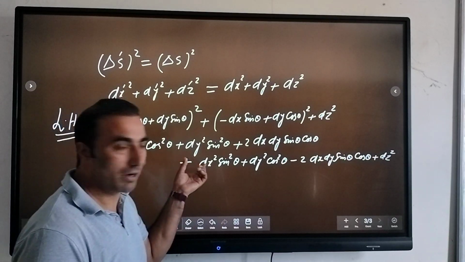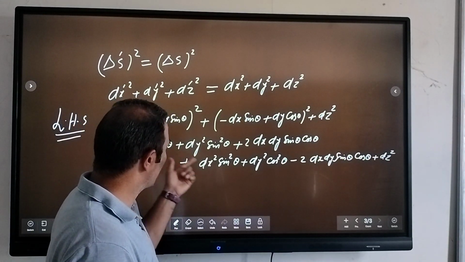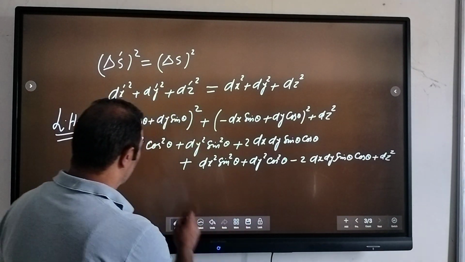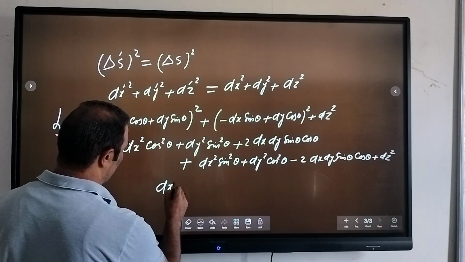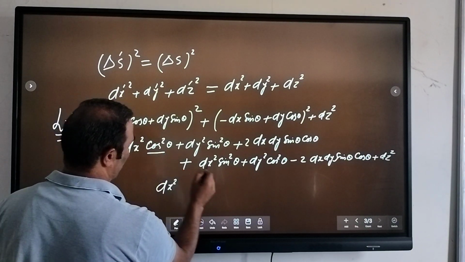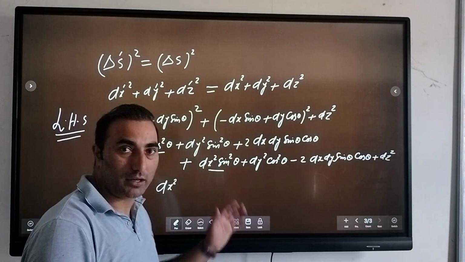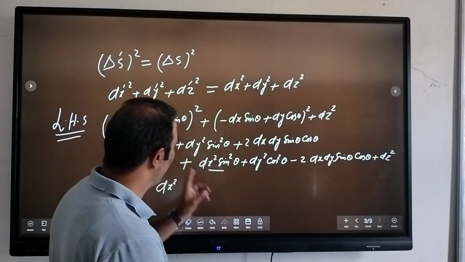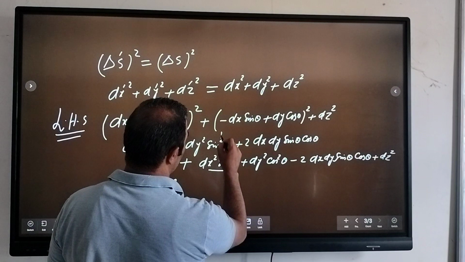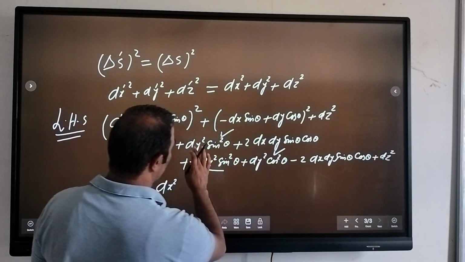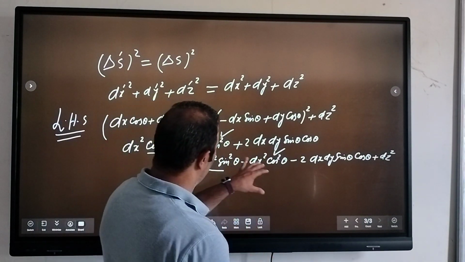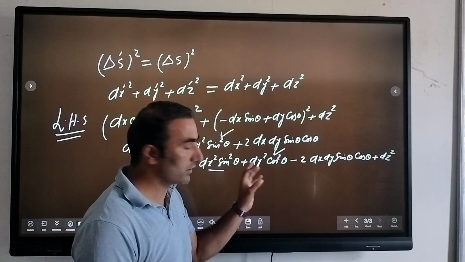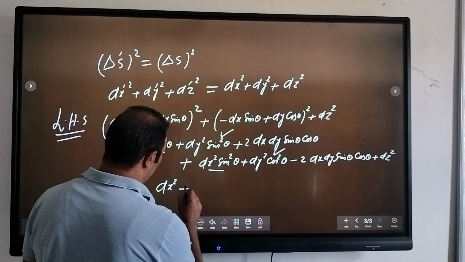If you combine these two equations, this is dx square cos square theta plus dx square sin square theta, so you can take dx square out. This will be simply dx square. Then you combine this term and this term, taking dx square common, and this is sin square theta plus cos square theta, which should be equal to 1. Similarly, you can combine this term and this term. Again, you can take dy square common from these two terms, and inside will be sin square theta plus cos square theta, which is equal to 1. So we have then dy square.